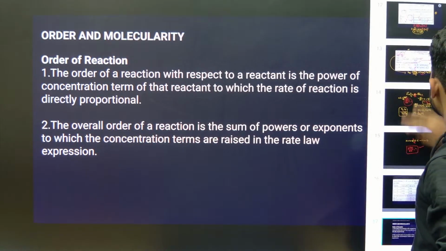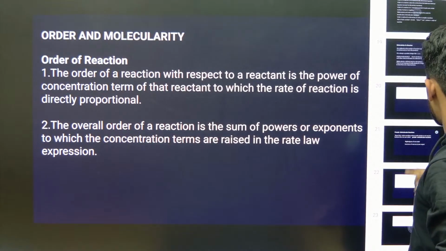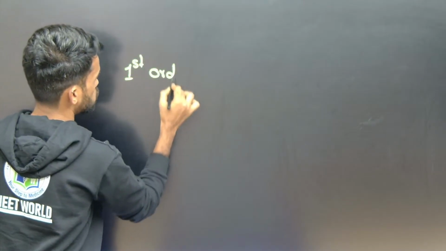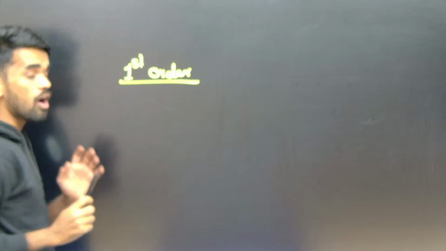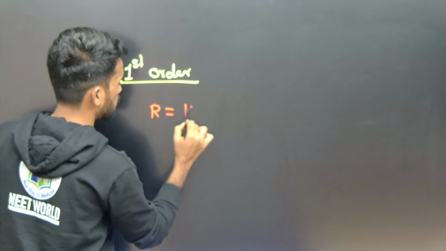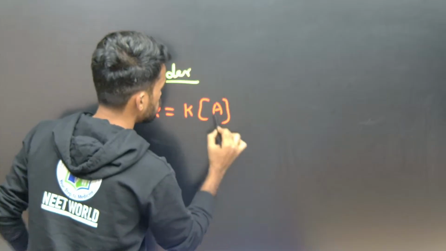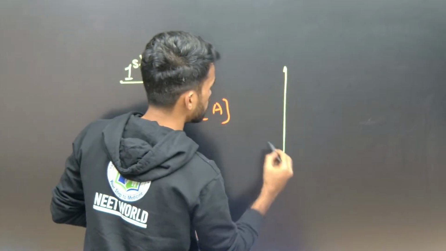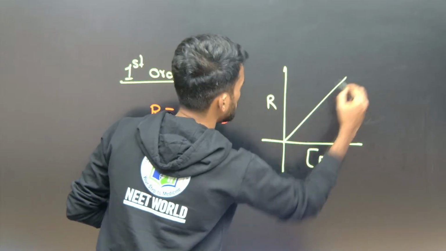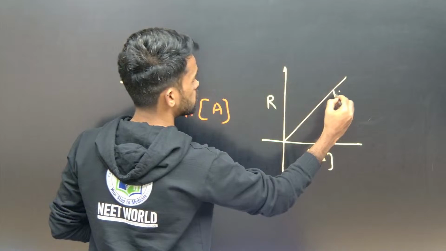Next thing is this model again. In the last session I discussed first order reactions. So for first order reactions, these are the important formulas you can remember. Rate is equal to K times the concentration of A. For this you can draw a graph of rate versus concentration in this manner. Okay, this is the rate constant, slope one.